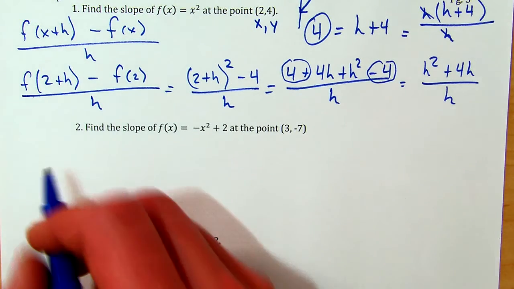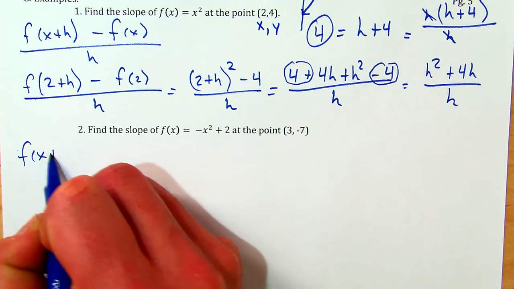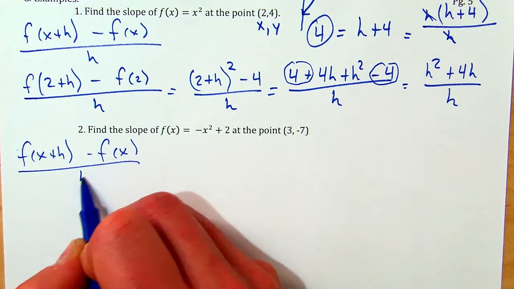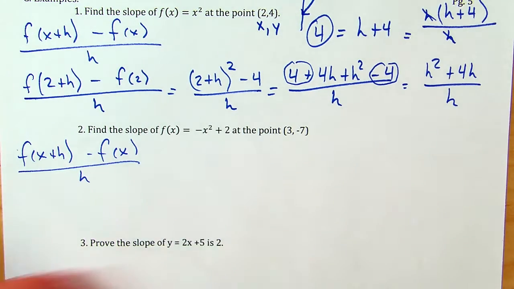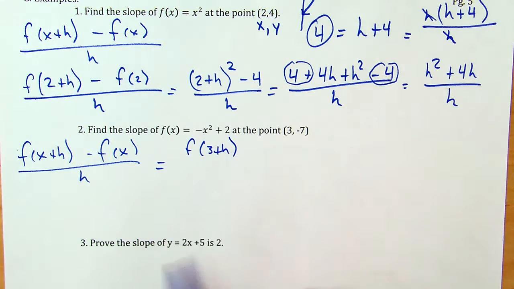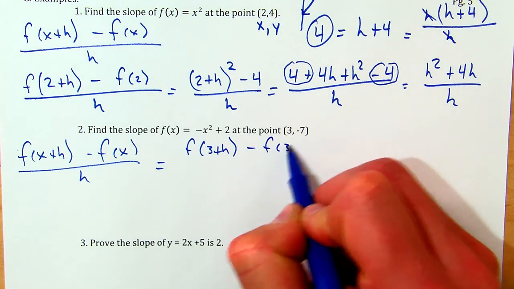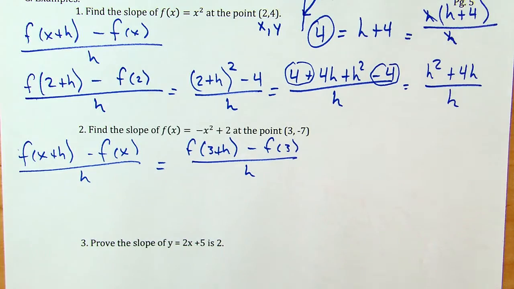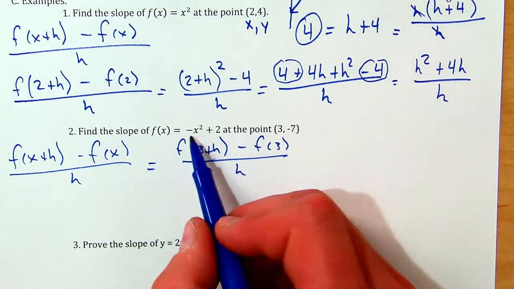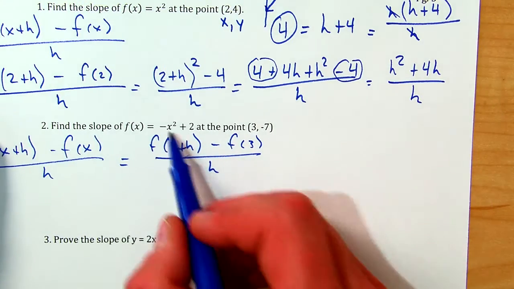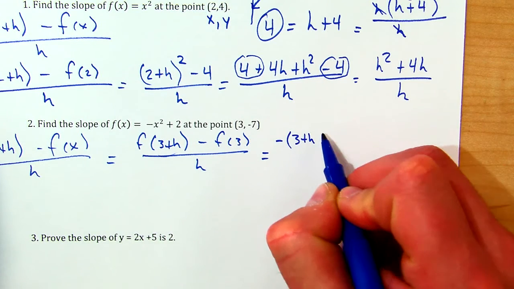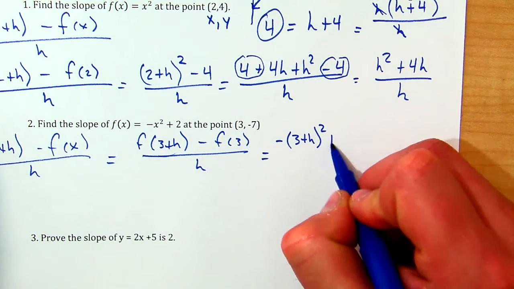Once again, we have f(x + h) - f(x) over h. So we're going to take our x value and plug it in. So I have f(3 + h) - f(3) over h. The tricky thing to plug in is this 3 + h, but it goes for x right there. So we're going to go -(3 + h)^2 + 2 minus f(3).